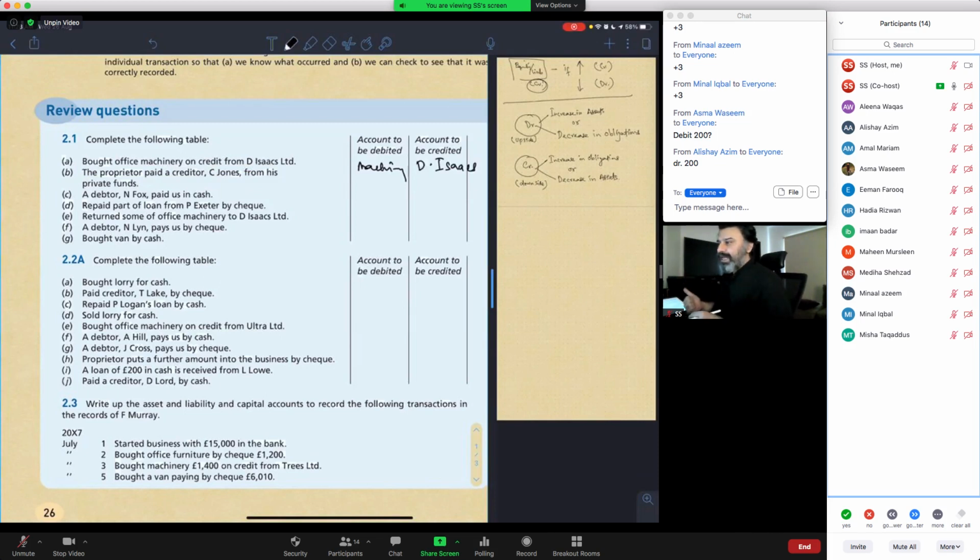So unlike 1.11 and 12 in the previous chapter, we were given three columns separately: assets के ऊपर क्या effect है, capital पे क्या effect है, and so on. In this case, we're just simply reduced to two columns: what is debited and what is to be credited, right?